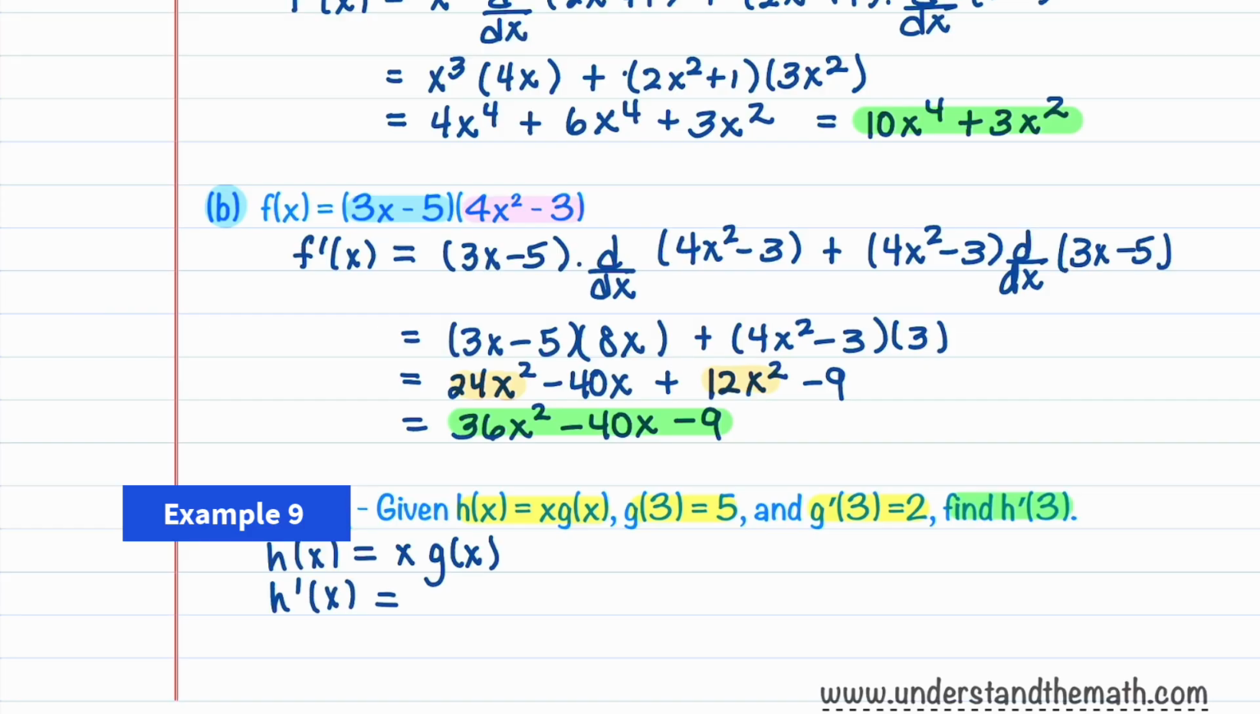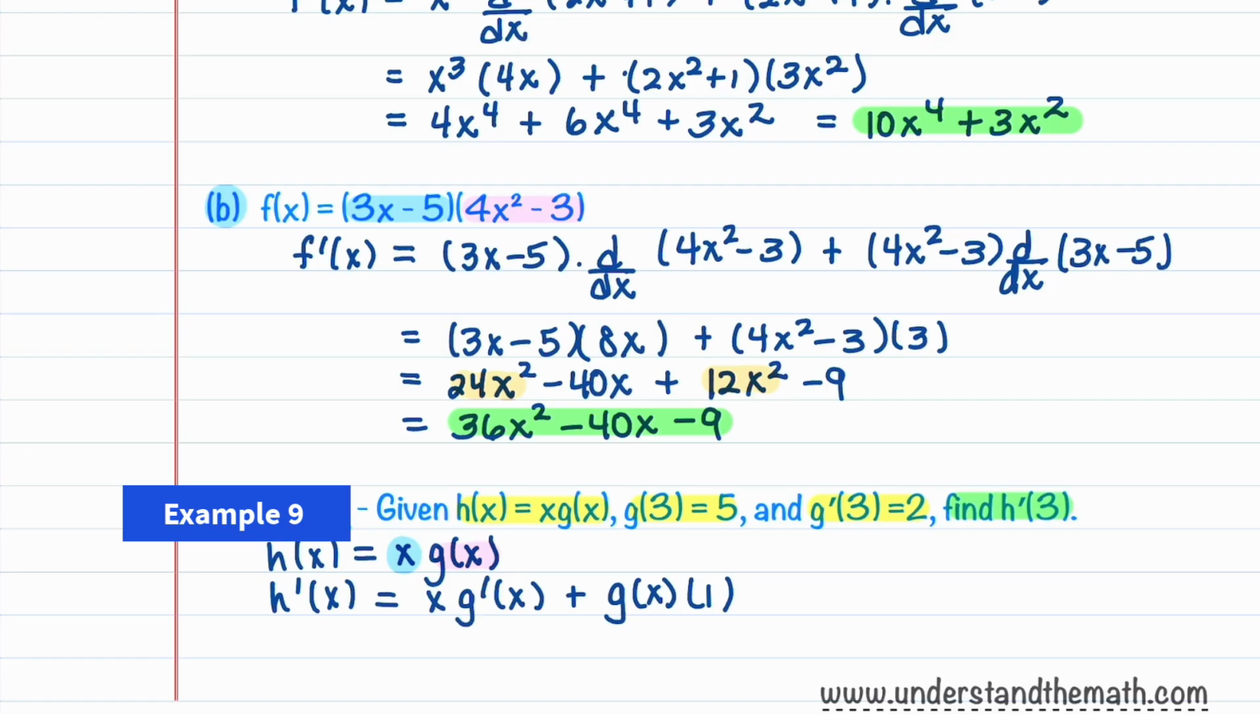Notice that h is the product of two functions. x is our first function, and g of x is our second function. So we'll use the product rule. We have the first, which is x, times the derivative of the second, which is g prime of x, plus the second, which is g of x, times the derivative of the first. The derivative of x is just 1, so we'll multiply g of x times 1.